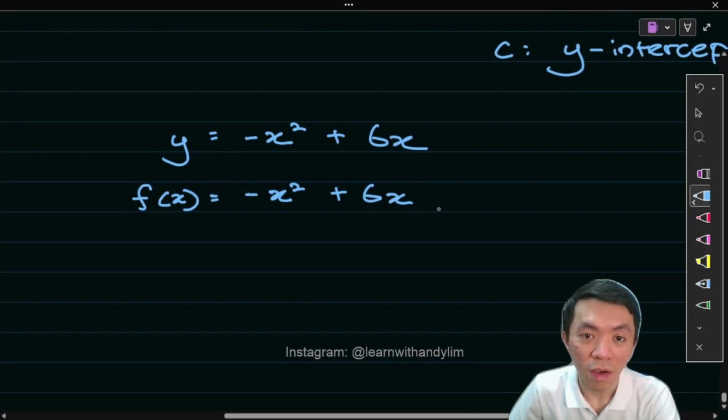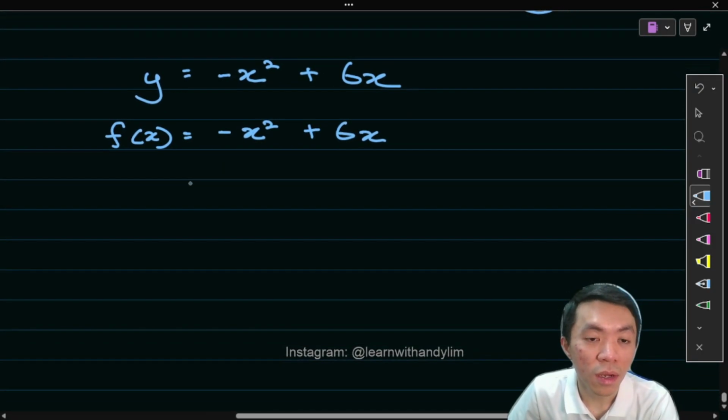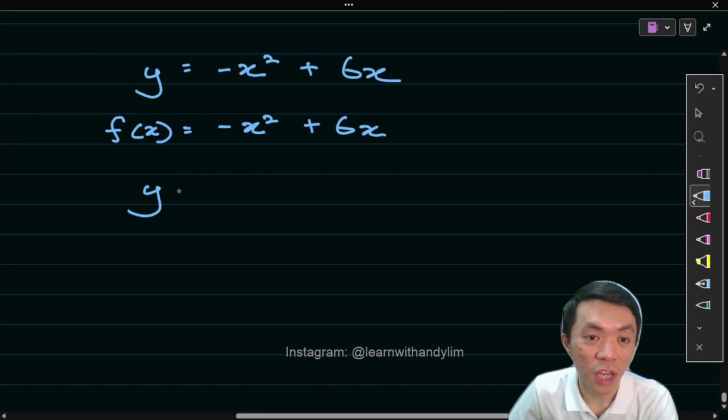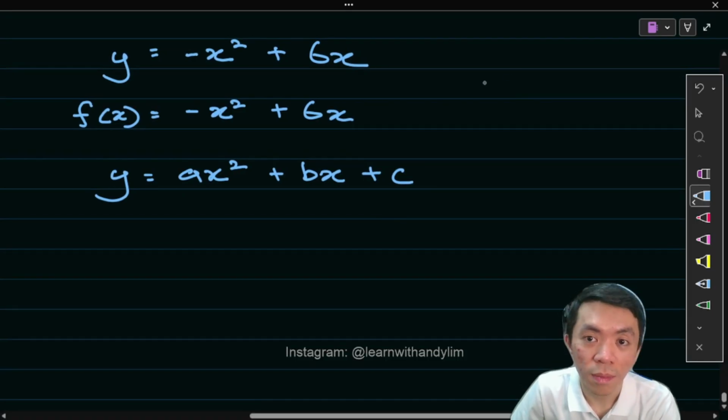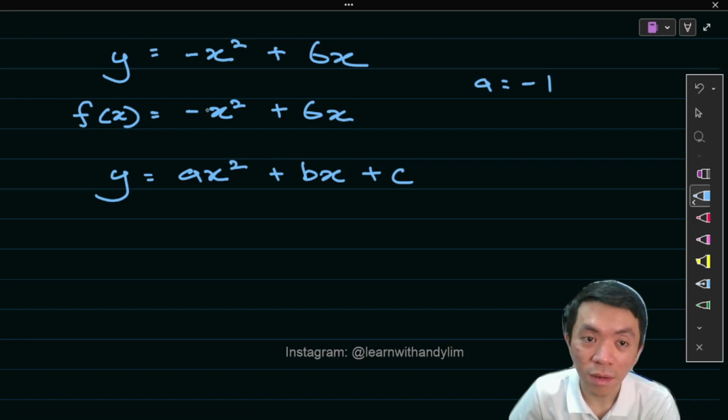Note that for quadratic function, the general equation will look like ax squared plus bx plus c. In our case right here, my a is -1, right? There's like a 1 hiding here. It is not 0. The a must be at least 1 or -1 for it to be a quadratic function. Else, my x squared term will disappear.